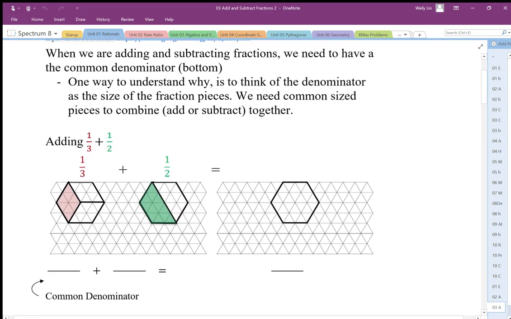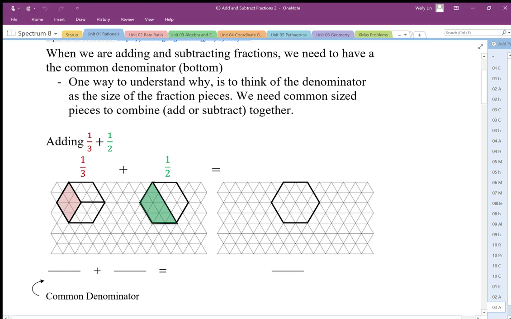Well, what we can do is common divisions or common groupings. So if I have thirds here, I can do this into groups of 2, and I have halves here, and I can do this into groups of 3. If we do that, we get a common multiple, which gives us common divisions. Okay, so it's going to look like this.